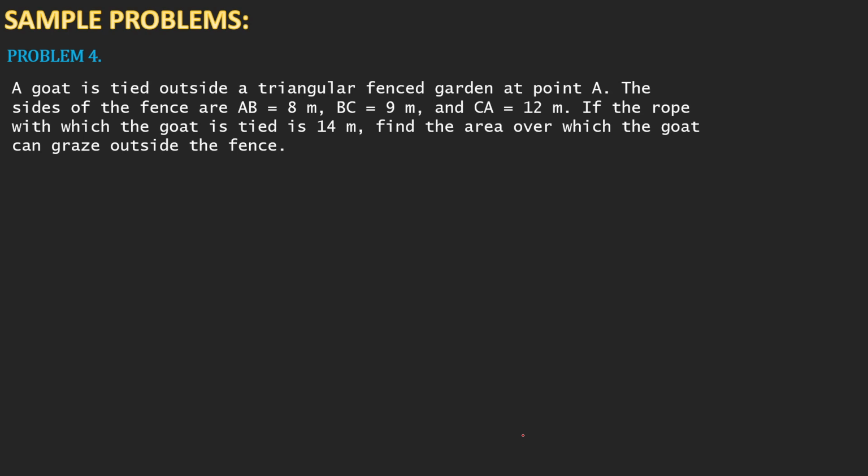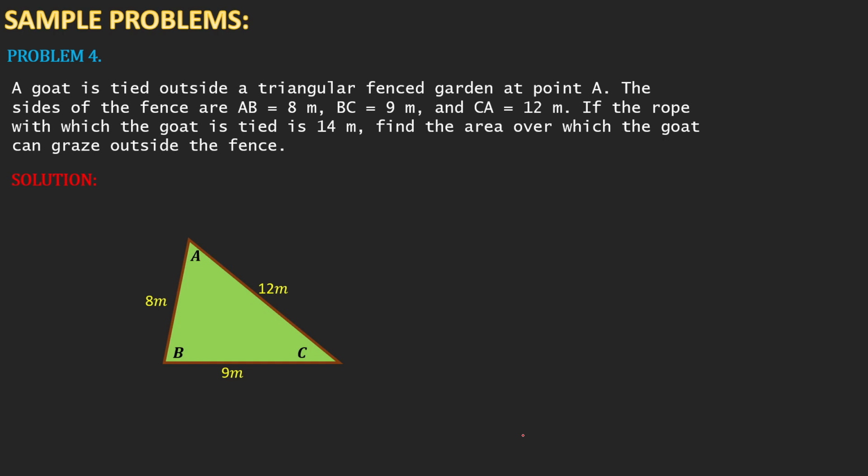So, sana naintindihan natin yung problem, drawing muna natin. Meron tayong triangular lot, ABC. Yung sukat nun is 8 meters, 9 meters, and 12 meters. May nakatali daw na goat doon sa point A. Yung haba ng tali is 14 meters. So, ibig sabihin, makakalampas pa si goat ng 2 meters doon sa point C. And sa point A naman, makakalampas pa siya ng 6 meters. Okay, kasi 14 meters yung haba ng kanyang tali.